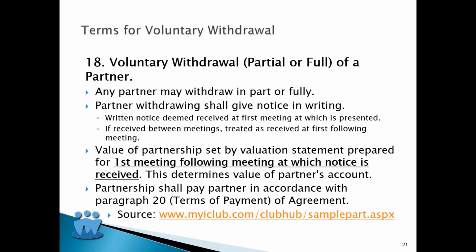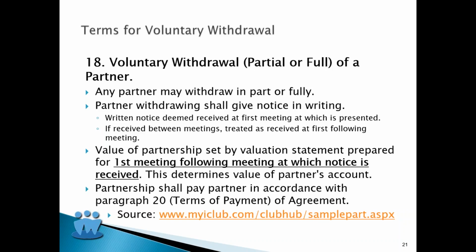The terms in the sample partnership agreement say that any member may withdraw in part or fully. A partner withdrawing shall give notice in writing. The written notice is deemed received at the first meeting at which that written notice is presented. You can accept email if you choose. You can be hardcore and say it's got to be a written letter signed and delivered. You can accept fax. That's really up for your club to determine what constitutes notice in writing. If the notice is received between meetings, then it's considered accepted at that next meeting.